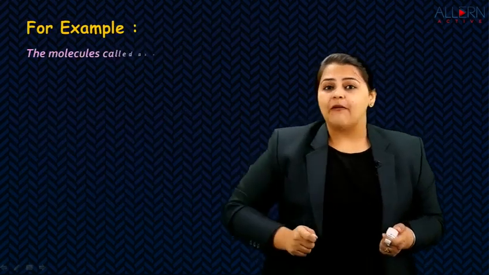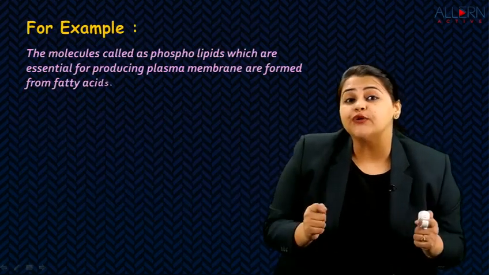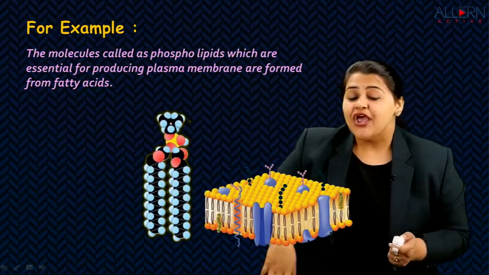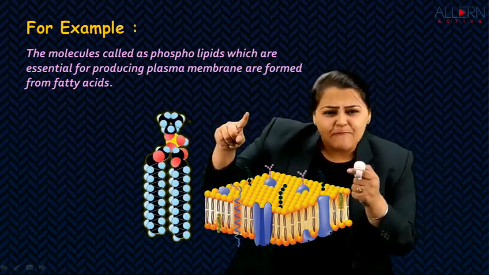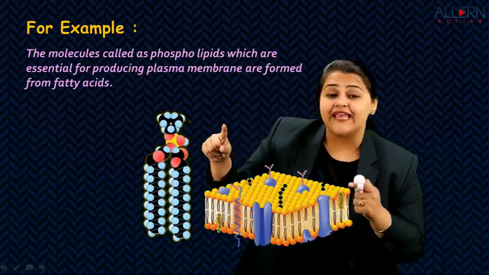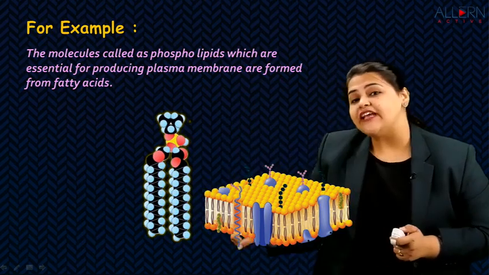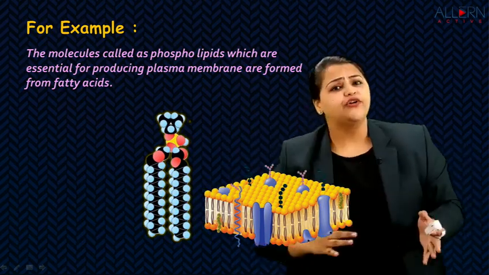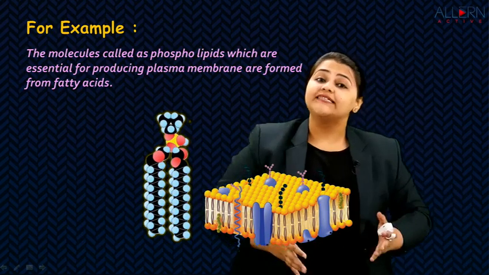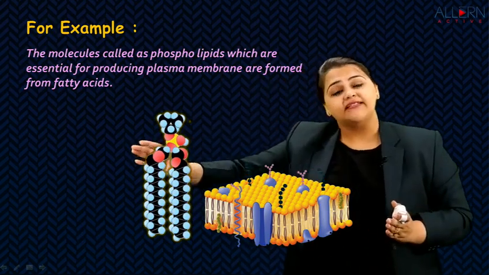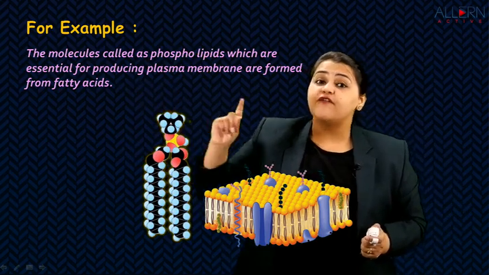Now, for example, molecules like phospholipids. This phospholipid is a major form of your cell membrane. Each and every kind of cell in our body is going to have a cell membrane, and the cell membrane is made up of lipids. One form of lipid is called a phospholipid.